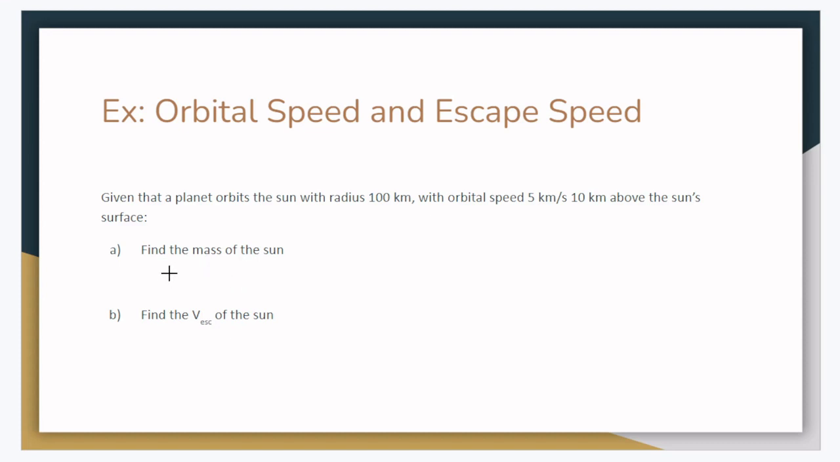So the orbital speed, what is the formula for orbital speed? It's just root GM over r, where this mass is the mass of the sun. And then that is equal to 5 kilometers per second, so 5,000 meters per second, accounting for units. And then we're given this radius, and we have to be careful here because the radius of the sun is 100k, and then we're 10k above that, so this would just be 110 kilometers. And so we're just trying to find this mass of the sun.